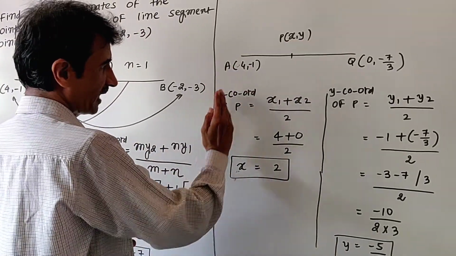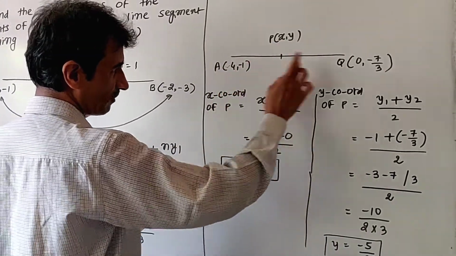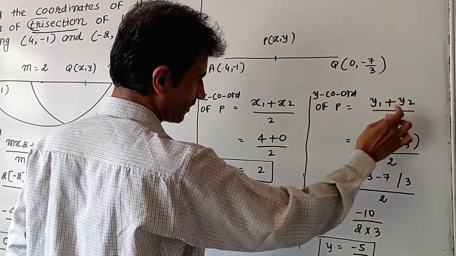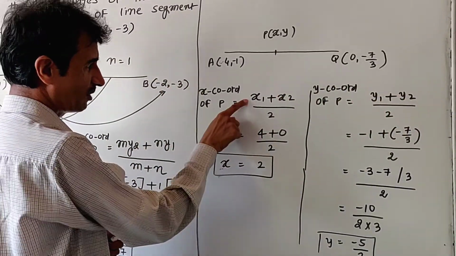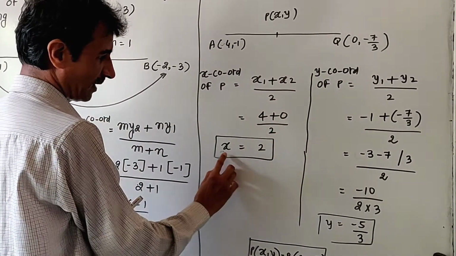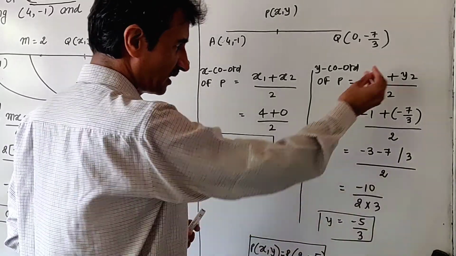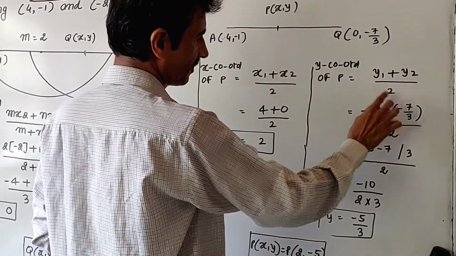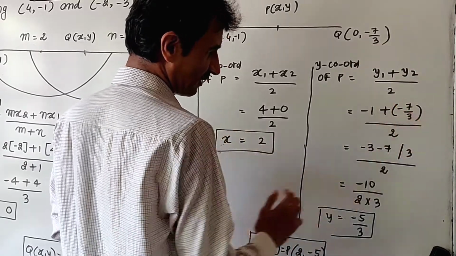That means the X coordinate of P is equal to (X1 plus X2) by 2 and the Y coordinate of P is equal to (Y1 plus Y2) by 2. Now replace only the values. X1 you can see here is 4 and X2 is equal to 0, and now the final answer X is equal to 2. Here some complication is there. Y1 is equal to -1 plus Y2 is equal to -7 by 3.